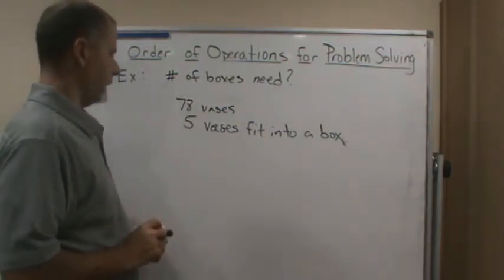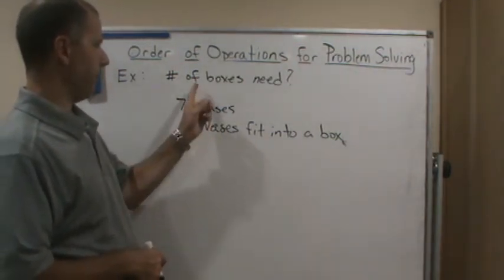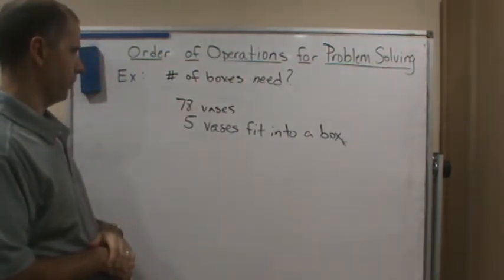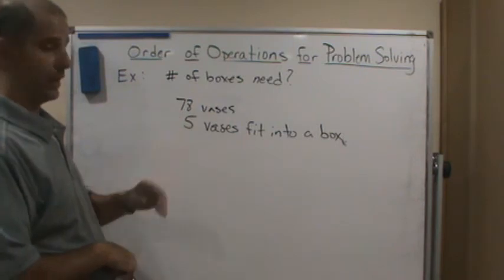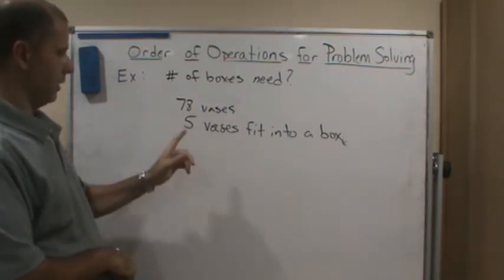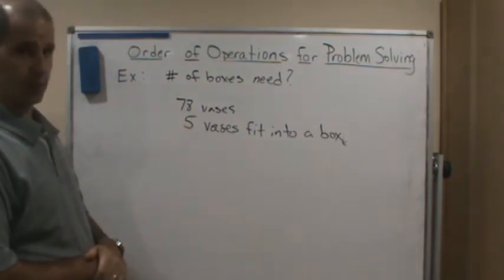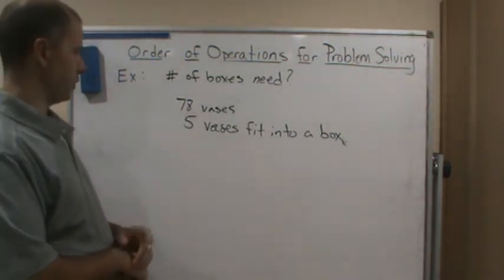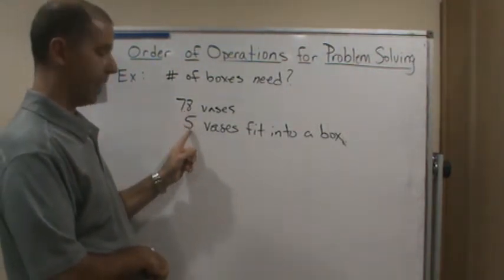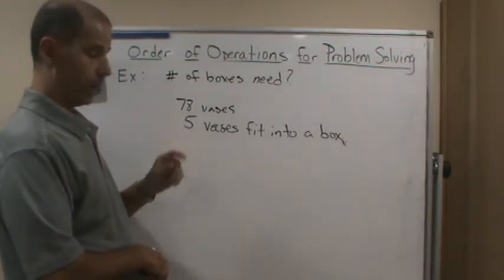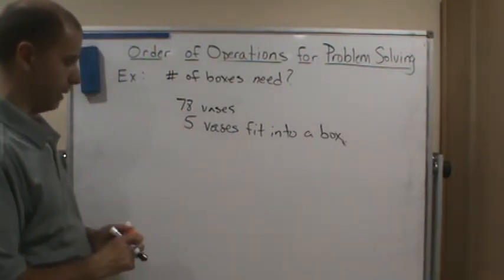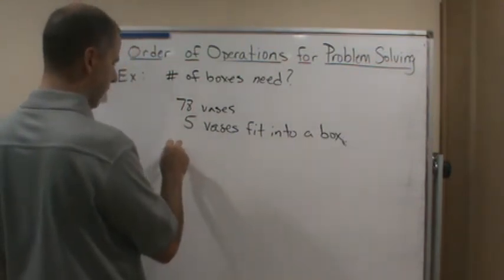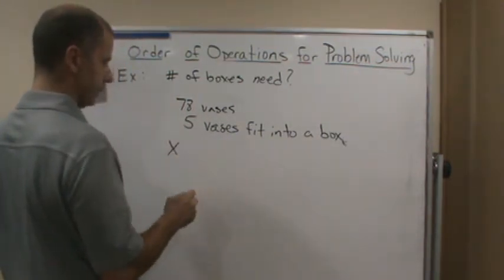Okay, so now, what's the relationship between the knowns and unknowns? Again, we're trying to find out how many boxes are needed. 78 vases are being shipped, and 5 vases will fit in a box. So what are we doing? We're trying to figure out how many groups of 5 come out of 78. So this is a division problem again. We need to find X, which equals the number of boxes needed.